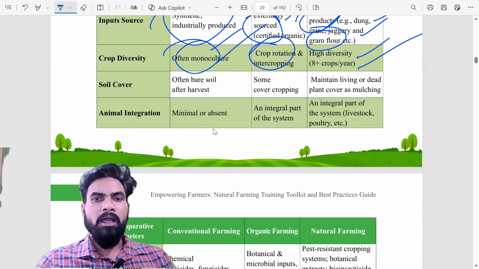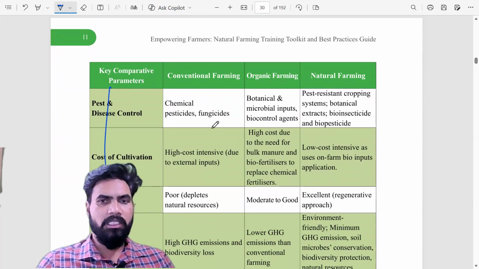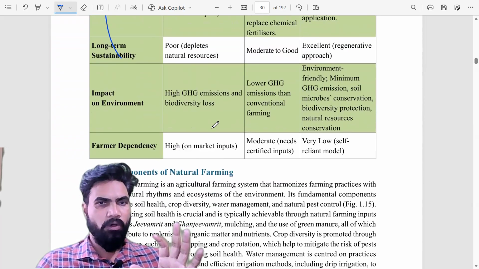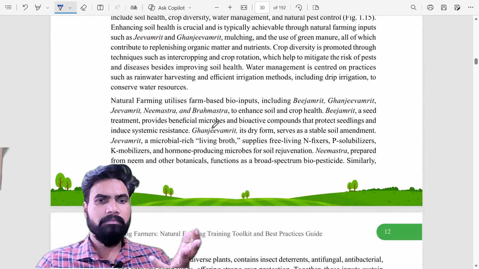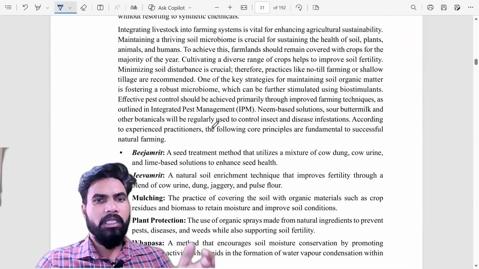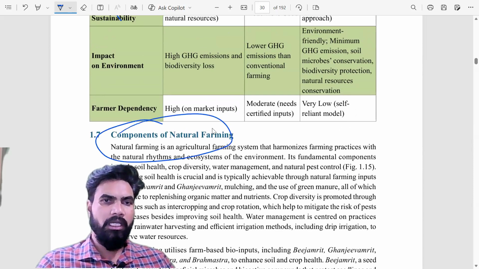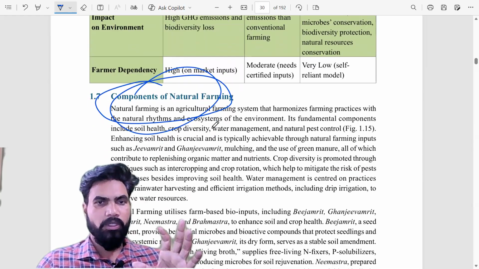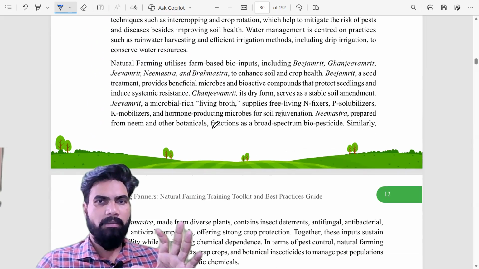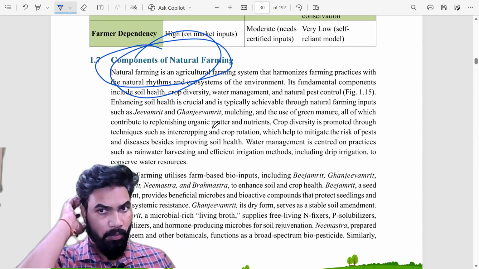So these are the details. You can go on and read the differences. I think if you are able to remember these many references, that's more than enough. Then we will come to another important area, that is the components of natural farming. Very, very important. We will try and understand the components.